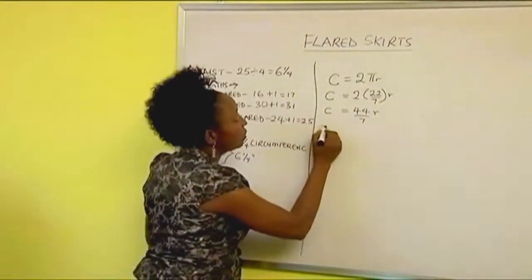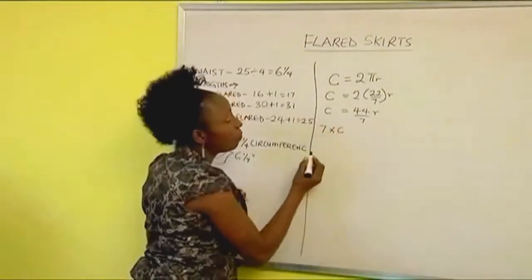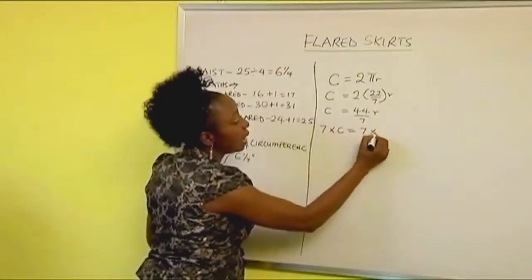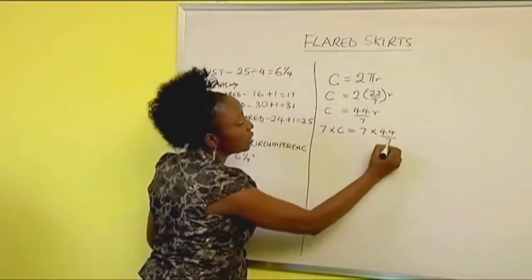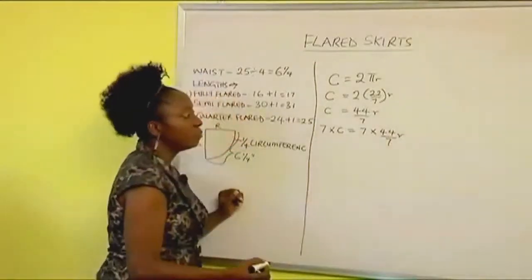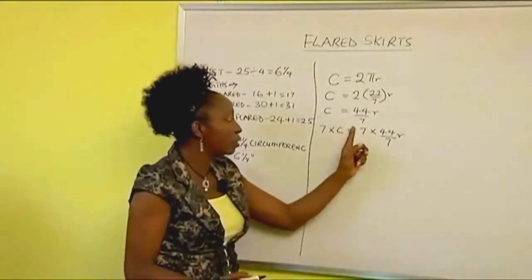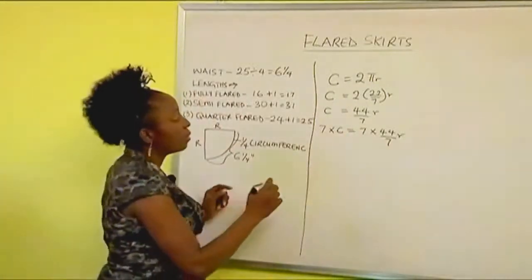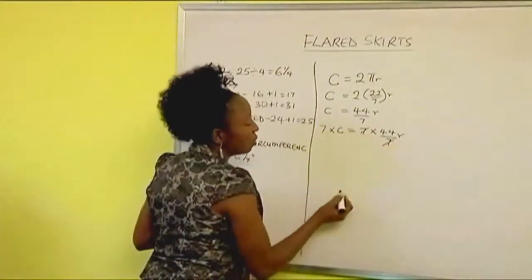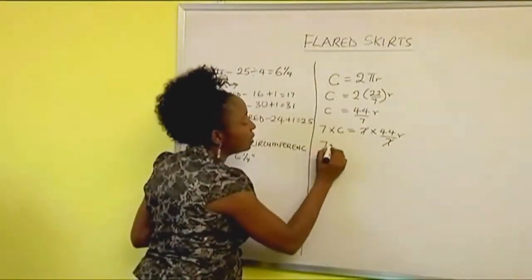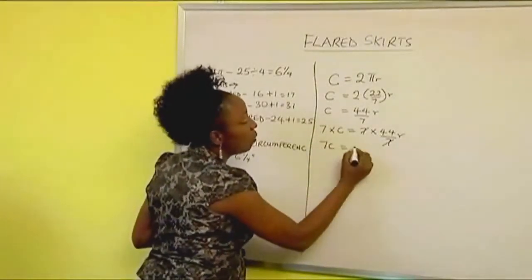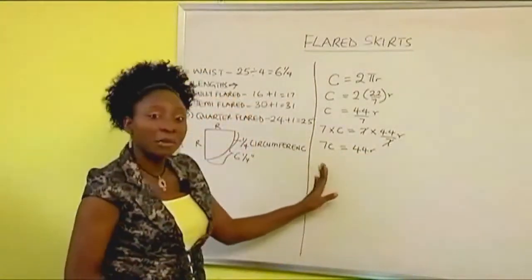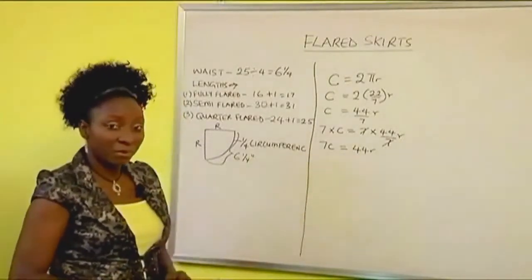So I'll just take my 7, I multiply by C. I multiply C with 7, and that will give me 7 times 44/7r. In mathematics, once you have this, you know 7 will cross 7 out, so you cross those out. So when you cross that out, what you're left with is 7C equals 44r. So you can see that we're very close to making r the subject of the formula.